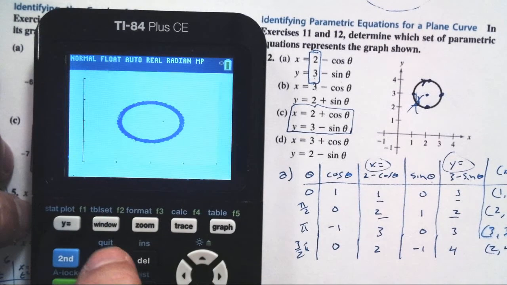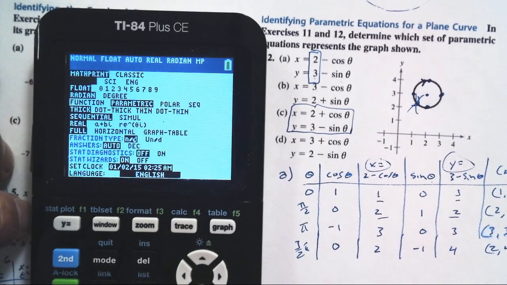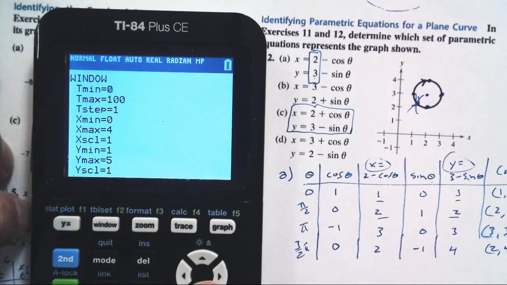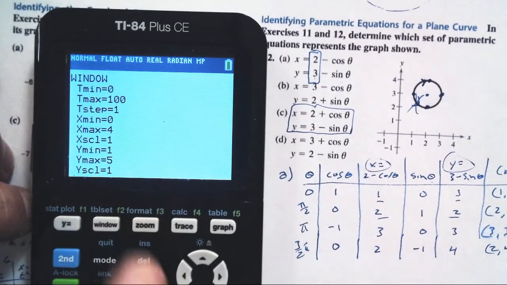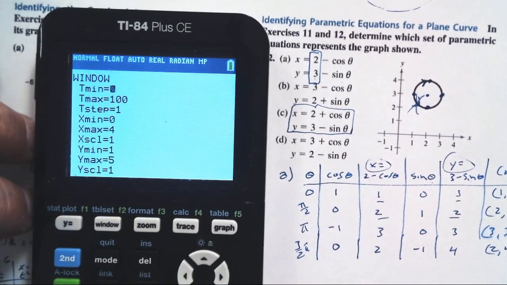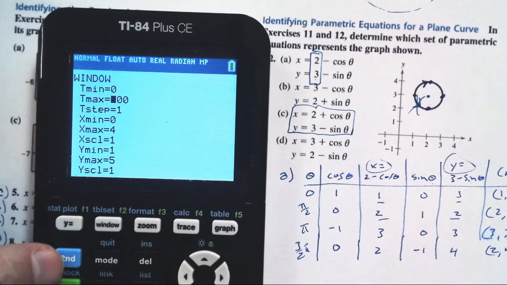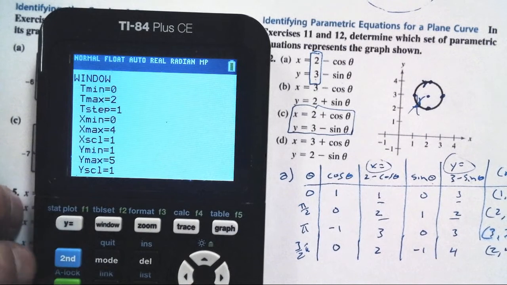Let's go back into mode. I'm in radians, and I go back to my window. Oh, you know what? You have a different window for parametrics. Okay, so I want my window to be 0 to 2 pi. I want t to be 0 to 2 pi. I knew that was the case. So 2 pi. I'm going to step by 0.1s. For x min, I like 0 to 4 here, and I like 1 to 5.